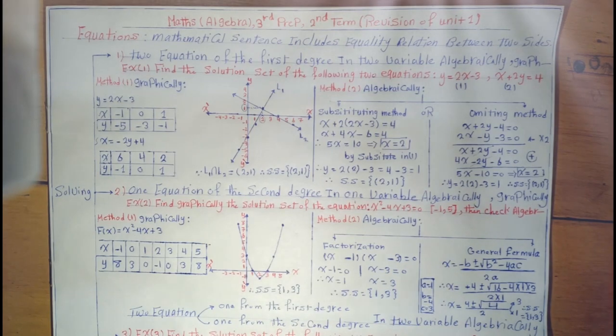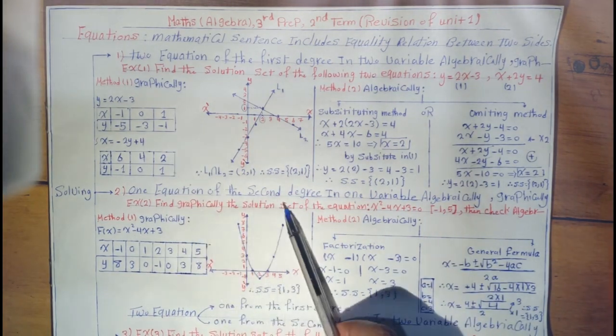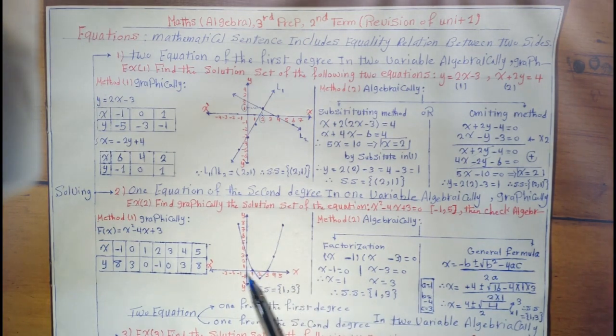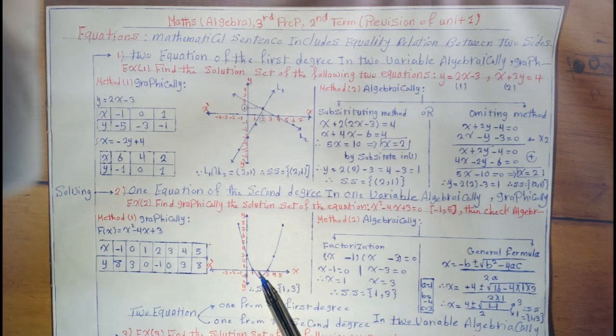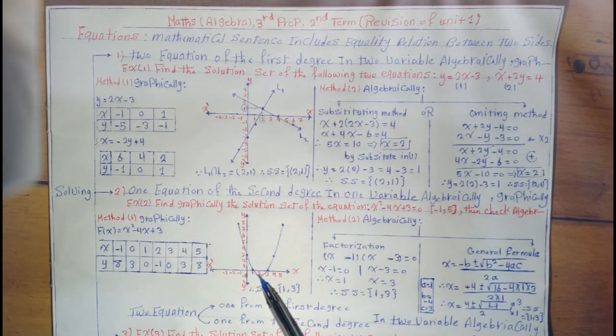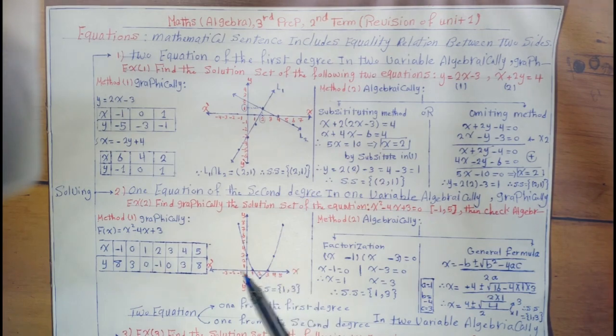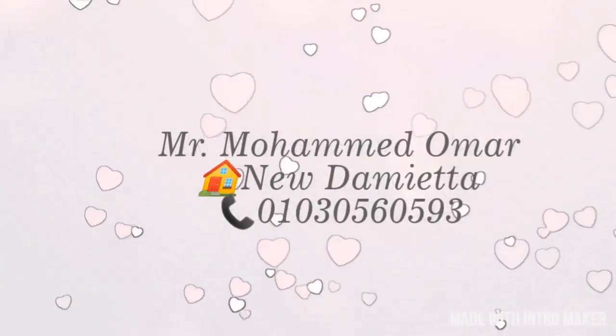And the second remark, in the second example, if the curve intersects with the x-axis at one point only, then the solution set equals this point only. And if the curve does not intersect with the x-axis, then the solution set equals phi. Now we have finished our revision of the equation.